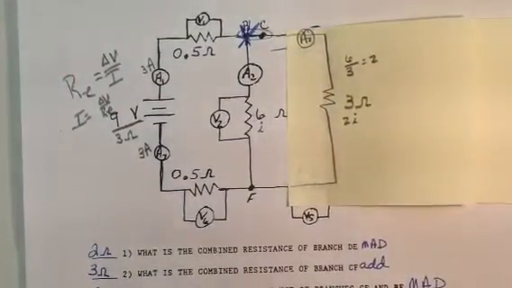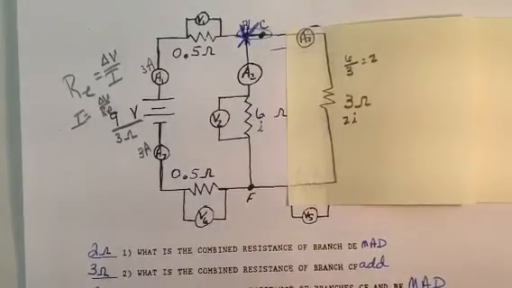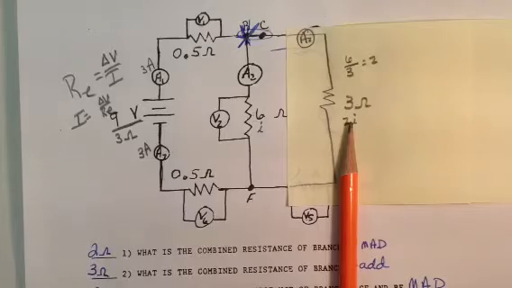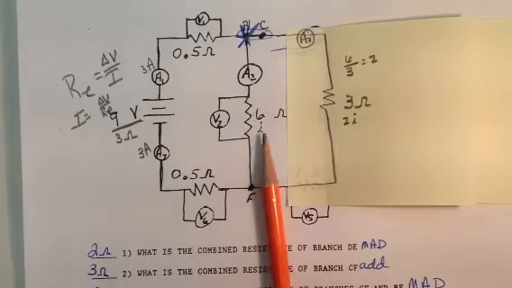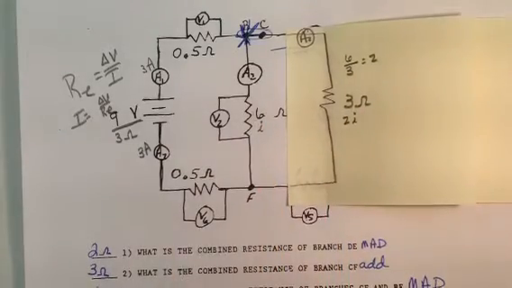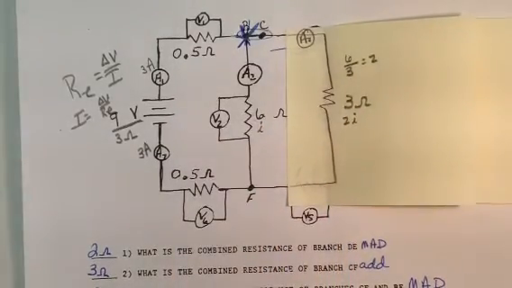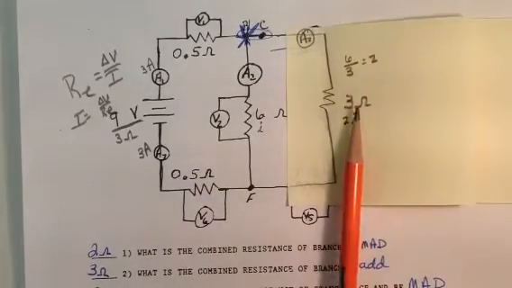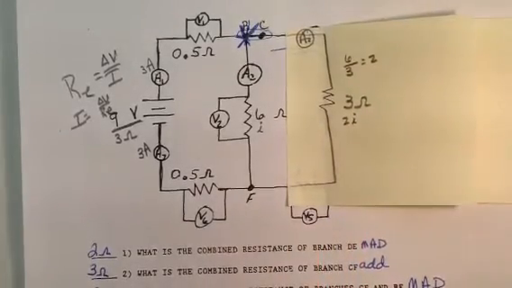If you think about it, it makes some sense. Twice as much current will flow through here as opposed to here because it has half the resistance as this branch. So just let that sink in. Twice as much current flows through here because there's half the resistance.